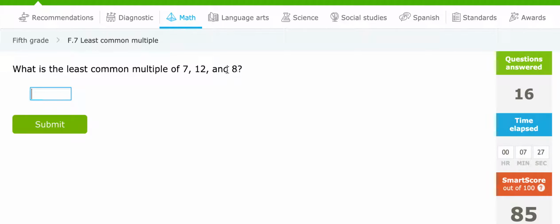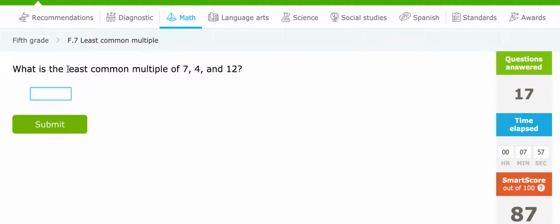When we look at all these numbers, right, 8 needs 3 2's. This is only 2 2's, and this is 1 2. So we need 3 2's, 1 3, and 1 7. So how do we multiply this together? We need 3 2's, right? That's given by 8. 1 3 and 1 7. 3 times 7 is 21. 21 times 8 is going to give us, what is that, 168. So lucky number there, right?